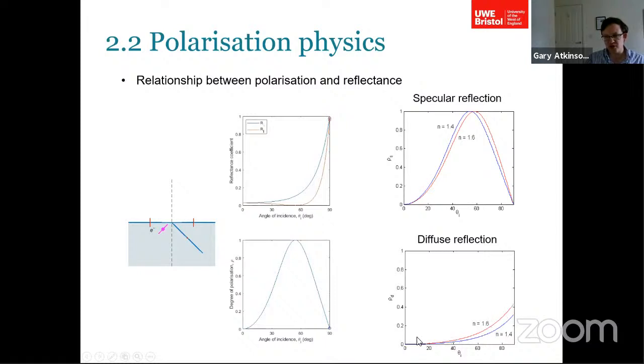So it's showing us again that if we can somehow measure this degree of polarization, then we can work out what the angle of the surface is, for example to do inspection or robotics things.